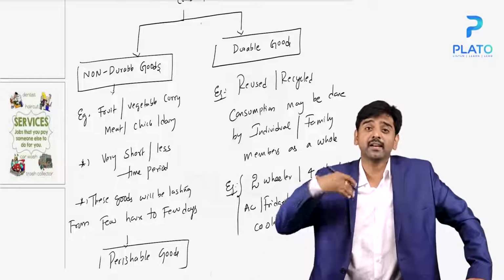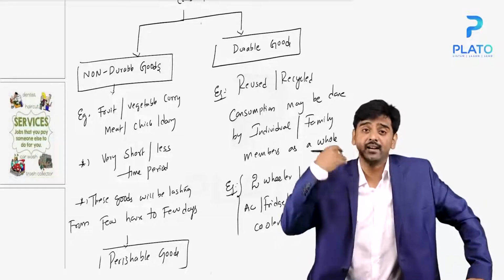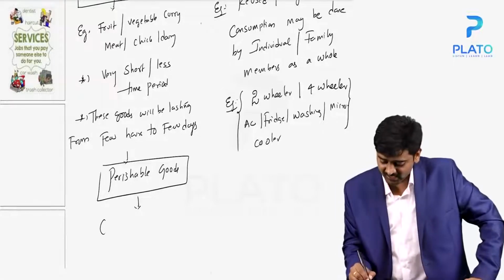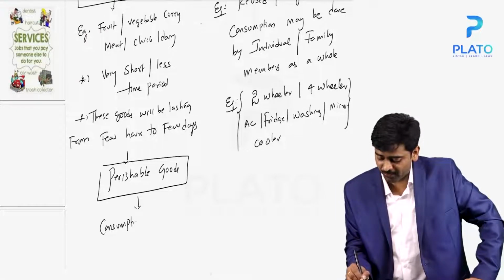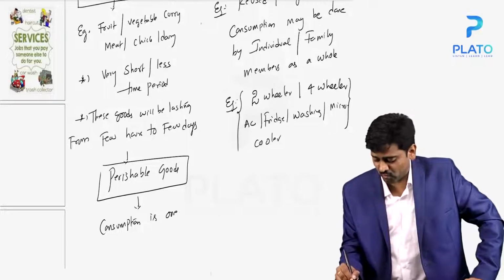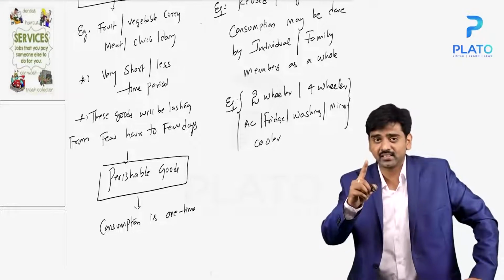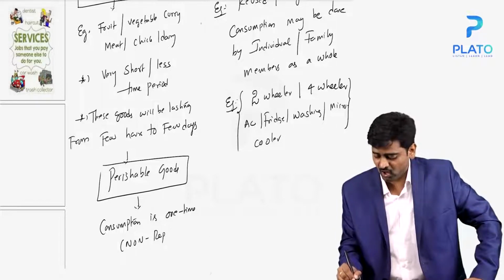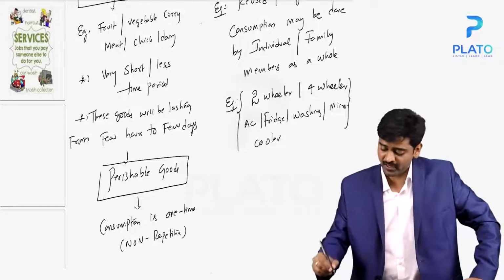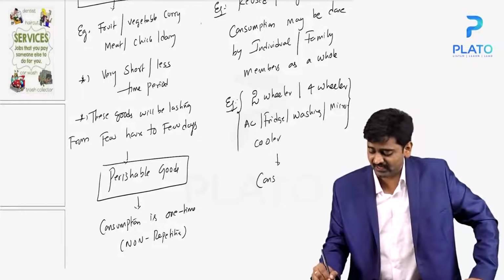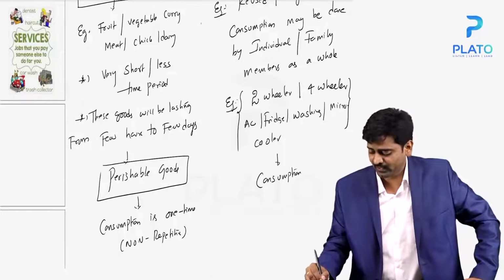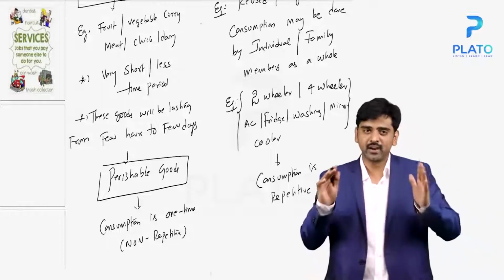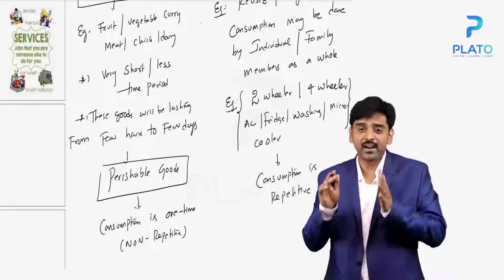The consumption may be repeated. But here the consumption is not repeated. In this case, is the consumption repeated, or is it one time? Consumption is one time only. Hope you are getting the clear difference, guys. Consumption is one time or non-repetitive. But here the consumption is repetitive. Hope you are getting a basic idea of durable goods and non-durable goods.